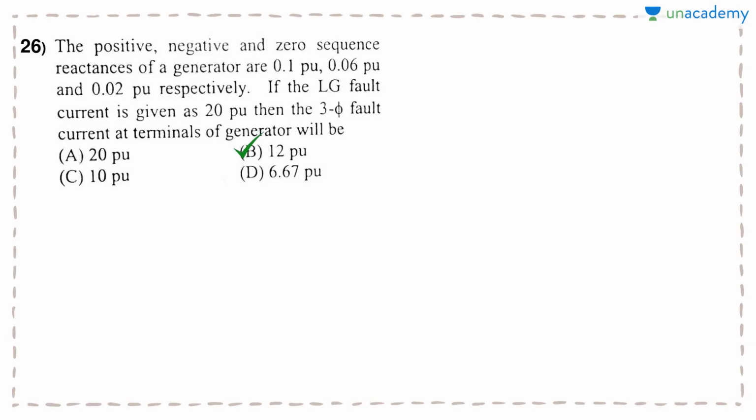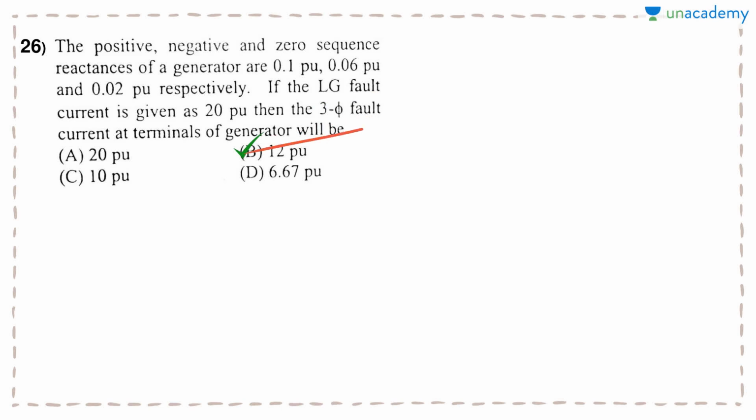The positive, negative and zero sequence reactance of a generator are given as 0.1, 0.06 and 0.02. Now if the line to ground fault current is given as 20 per unit, so the line to ground fault current is given as IF, okay. Then the three-phase fault current at the terminals of the generator will be dash.